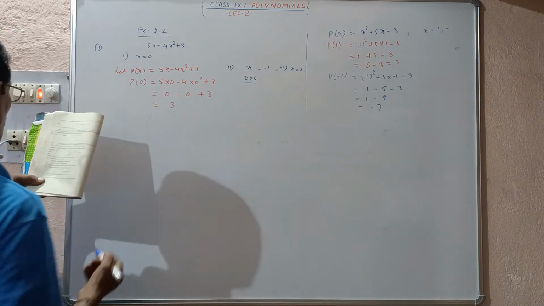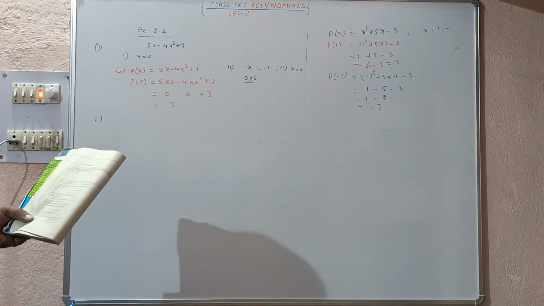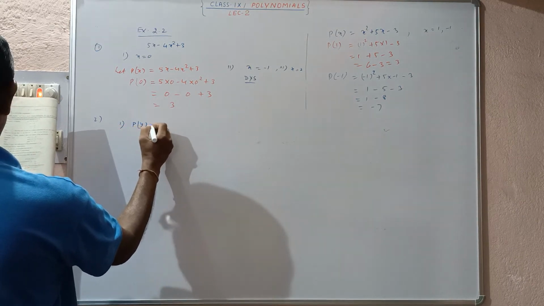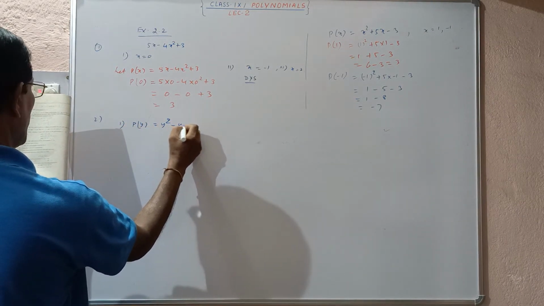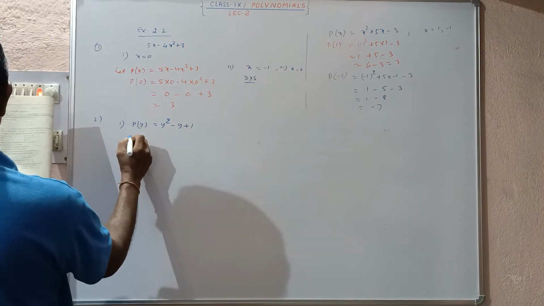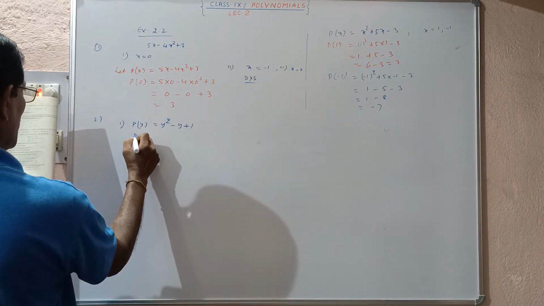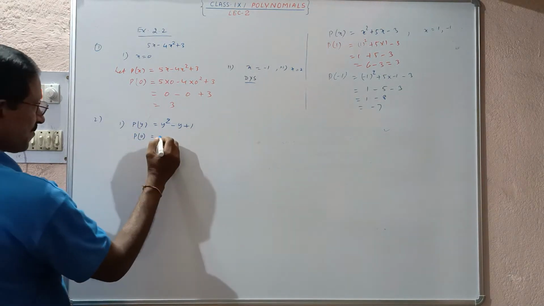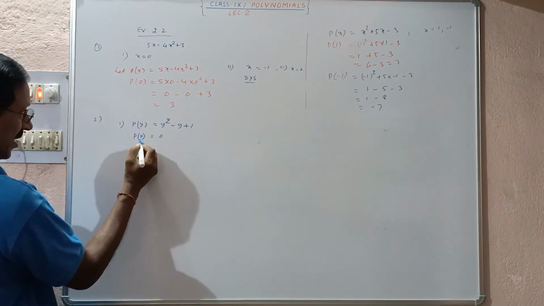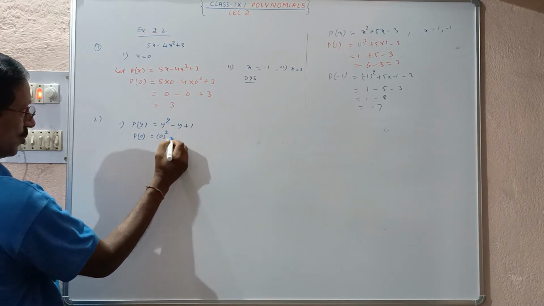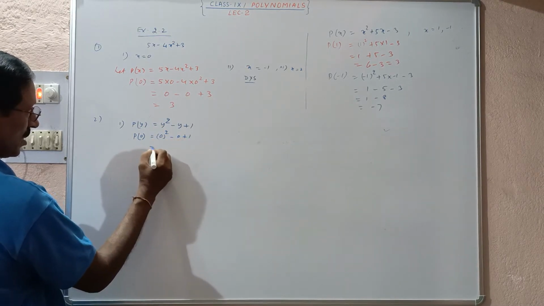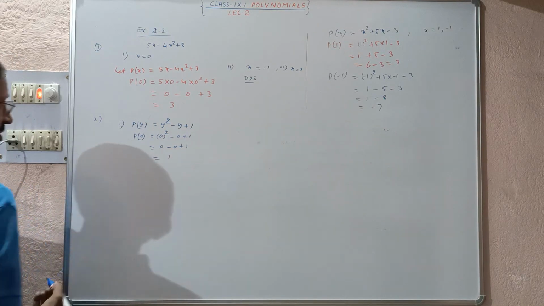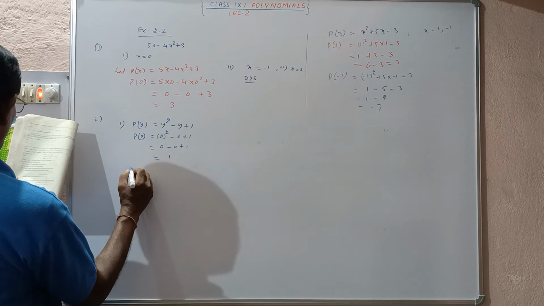Find p(0), p(1) and p(2) for each of the polynomials. We are given p(y) = y² − y + 1, and we have to find p(0). First we find p(0) for this. Put the value of y as 0, so we put 0² − 0 + 1, that is 0 − 0 + 1, which is equal to 1. So p(0) is 1. Next we have to find p(1).